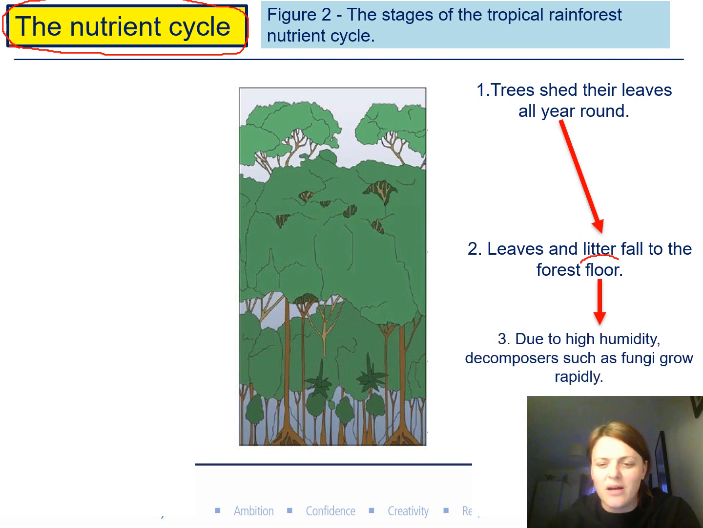Because it's really humid in tropical rainforests, we have these things called decomposers, such as fungi, however you want to say it, and they grow rapidly. Now, you might have heard fungi before. They're like mushrooms, another fungus.